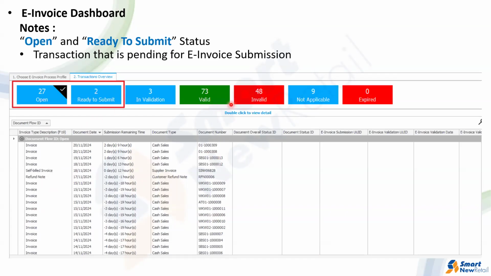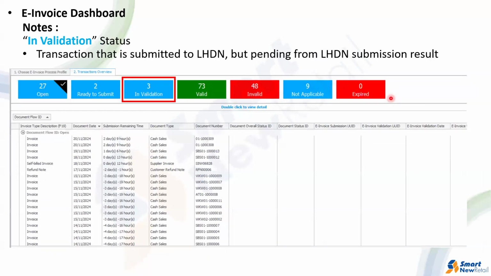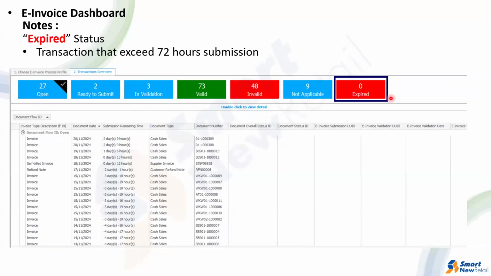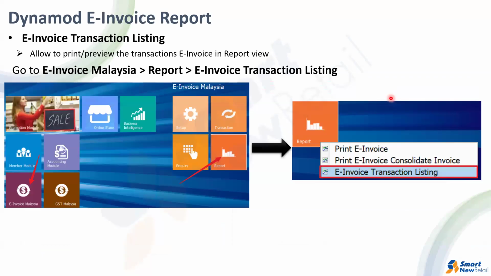This is the dashboard to view all your current documents, based on the status: still open, just created, not yet submitted; ready to submit; invalidation, already submitted but not valid; valid; invalid; not applicable documents; and expired documents. Expired means you already passed 3 days, you failed to submit, so it became expired. Yeah, so this is our dashboard.